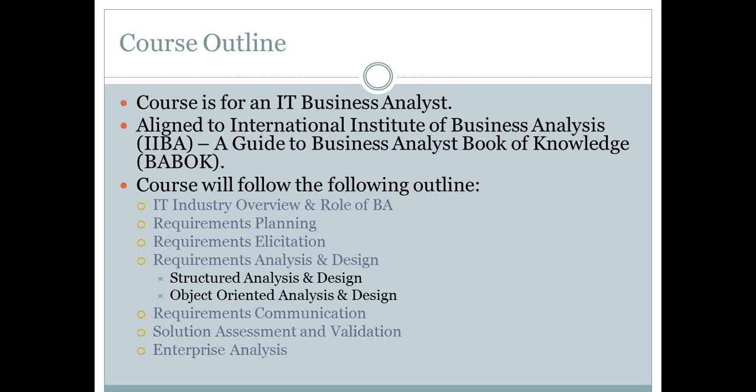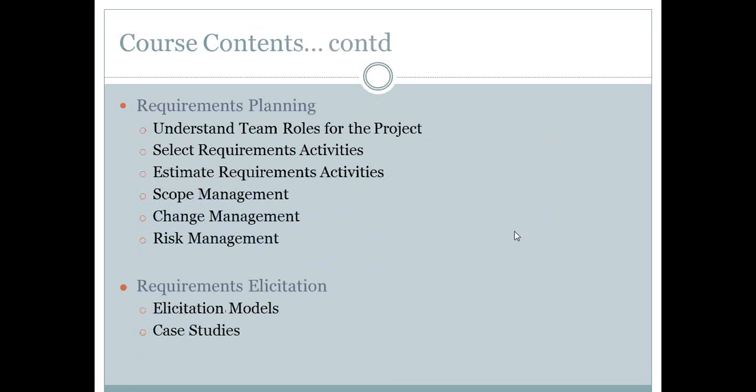Okay. So yeah, a little more detail. As part of planning, we'll understand the stakeholders, identify requirements, estimate them, and manage scope, change, and risk. As part of elicitation, we'll understand the 10 elicitation models. Interface analysis again is one of them, right? I'll take case studies wherever relevant, like some practical case studies, some simpler case studies, so that you're not digressing from the topic, right? So depending on the context, I'll switch accordingly, right?